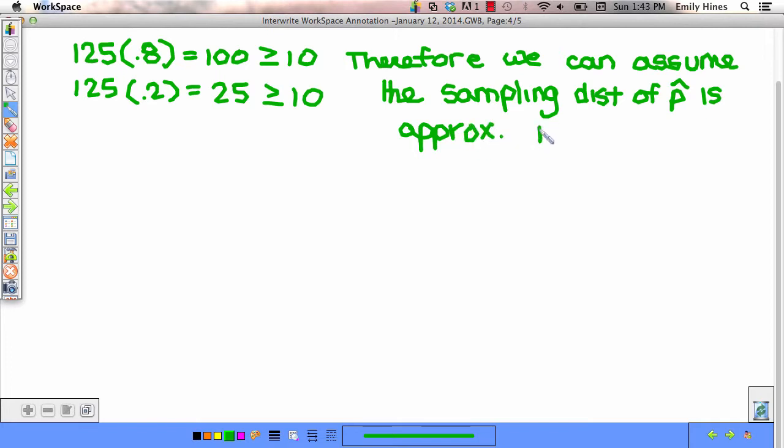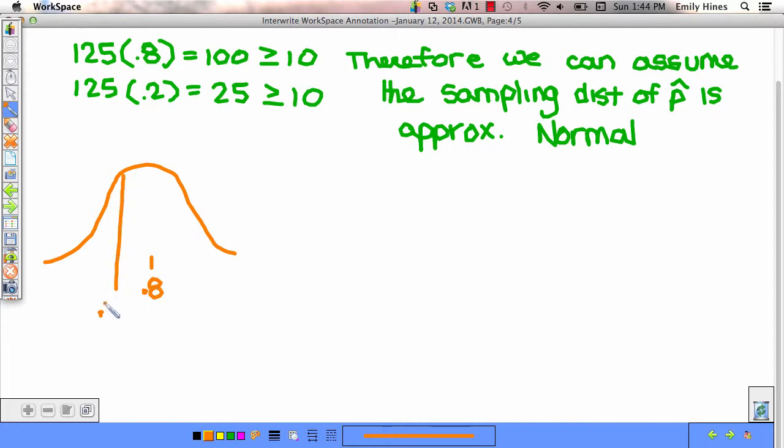Well, I have everything I need. If I know that I can consider it normal, and I have a mean, and I have a standard deviation, then from there on, it's pretty simple. I draw my picture. My mean right here in the middle is 0.8. I wanted to know what's the probability that it's going to be between 0.73 and 0.87. So I'm looking here in the middle. Which means I'm going to need two z-scores because I'm going to need one for 0.73 and one for 0.87.